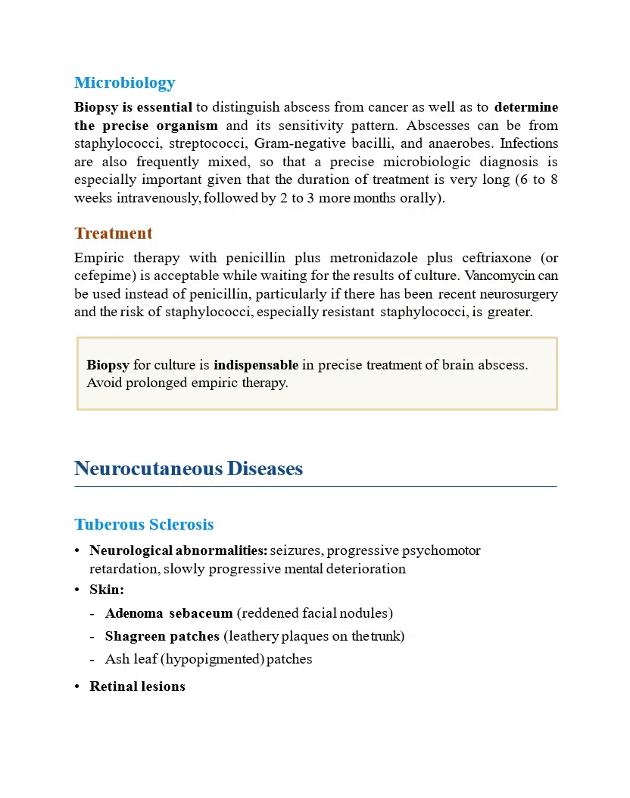Dear listeners, let's discuss neurocutaneous diseases. We'll start with so-called tuberous sclerosis. Tuberous sclerosis presents with several clinical signs and symptoms. These include neurological abnormalities, such as seizures, progressive psychomotor retardation, and slowly progressive mental deterioration.